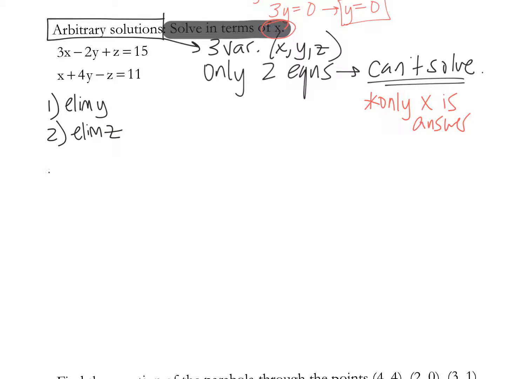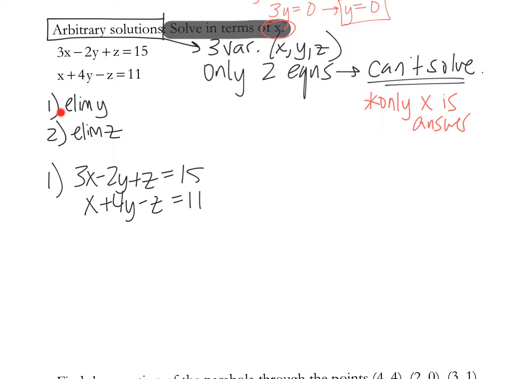Okay, so for 1, what I'm going to do is I need to eliminate y. So I have 3x minus 2y plus z equals 15. I'm just going to recopy these problems. x plus 4y minus z equals 11. So if I need to eliminate y, look at the 2 equations. That's what I'm doing first, is eliminating y. So that means I'm going to multiply this row by 2, and I'll write it underneath to keep everything lined up. So that's going to be 6x minus 4y plus 2z equals 30.